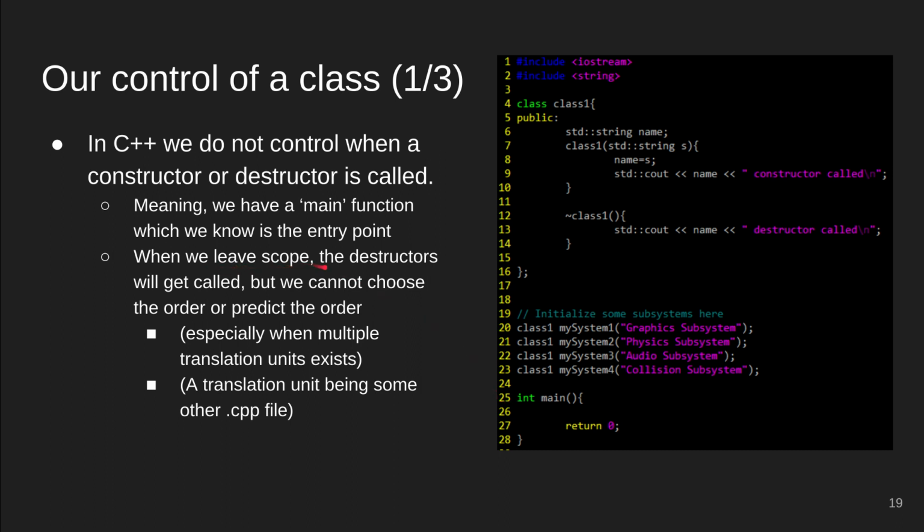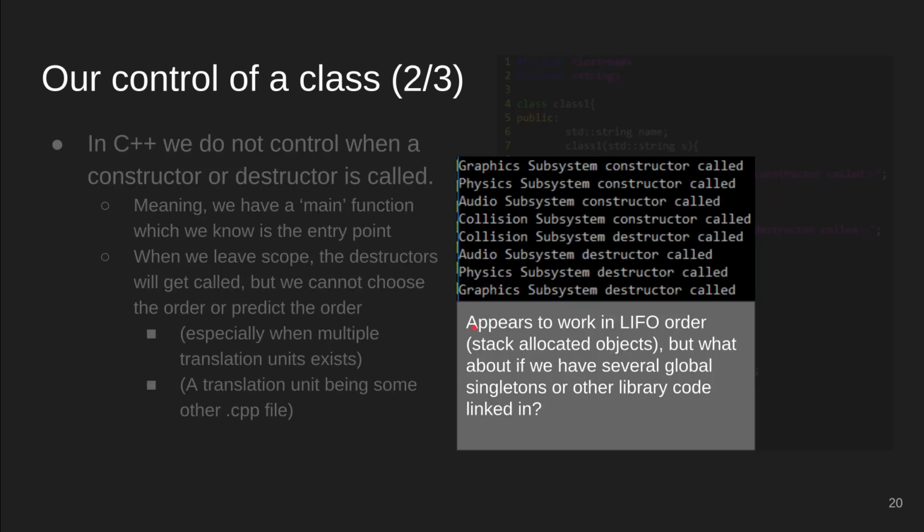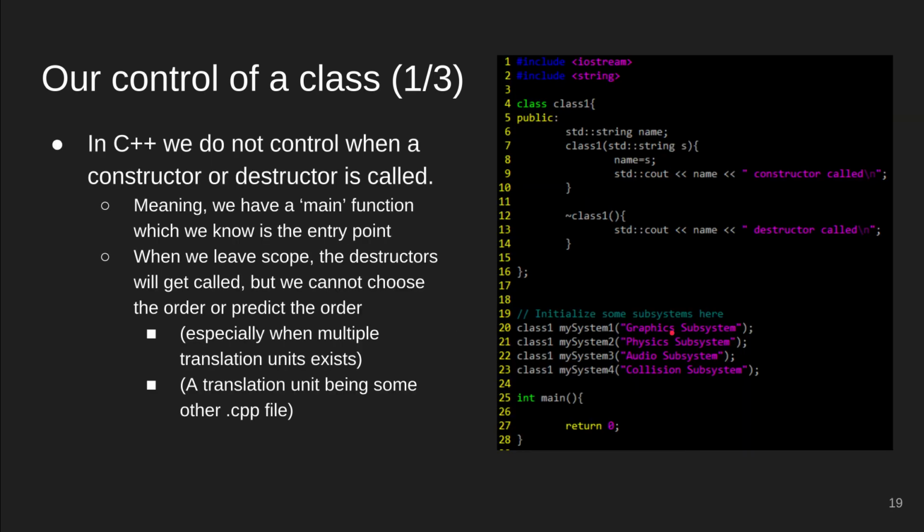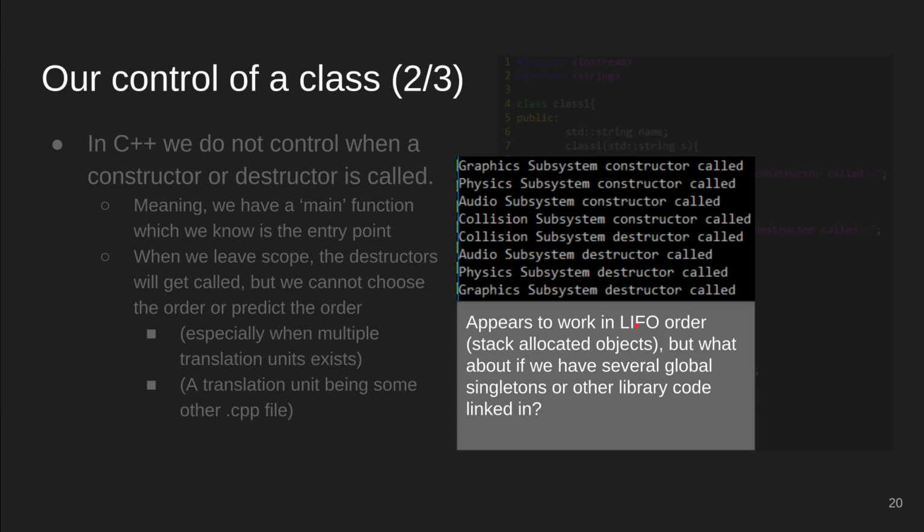And when we leave scope, the destructors get called, but we can't really choose the order here. So what I mean is, I've initialized these classes here, my system 1, my system 2, 3, 4, whatever these systems are that I've labeled here. But when I terminate the program, it appears to work in a last in, first out order. So I have graphic system initialized, and then, let's see when the destructor calls. Was this one created first? Graphic system, the constructor is called. And then the collision system, just like a stack, is called in this order.